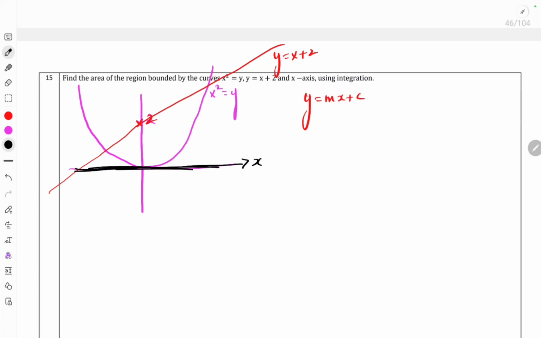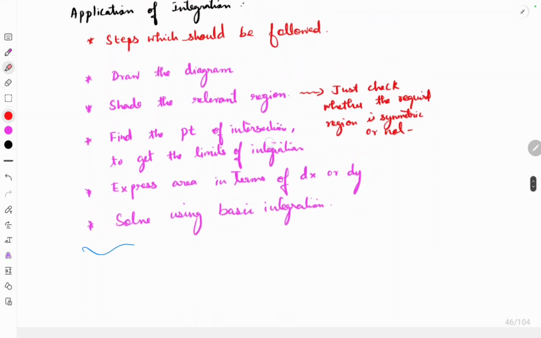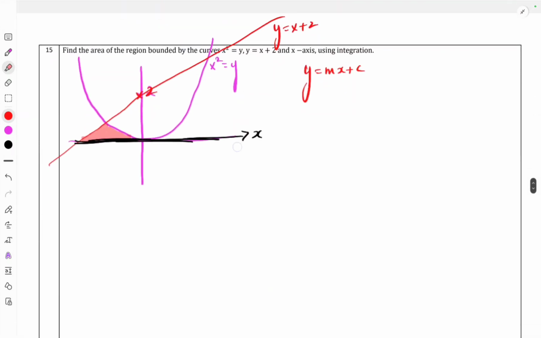So what is bounded in between the x-axis and the line y equal to x plus 2 and the curve x square equal to y? After seeing this, this is that region. The region will be this one. So this is the second step we have to find. Find the point of intersection.